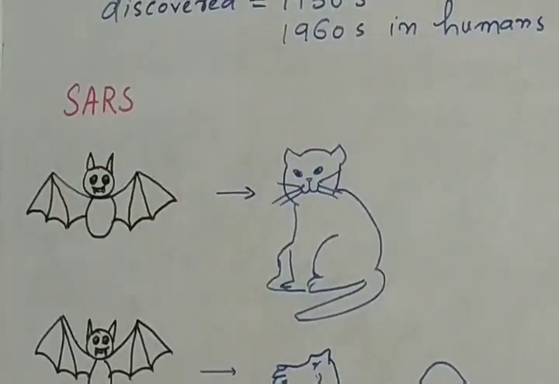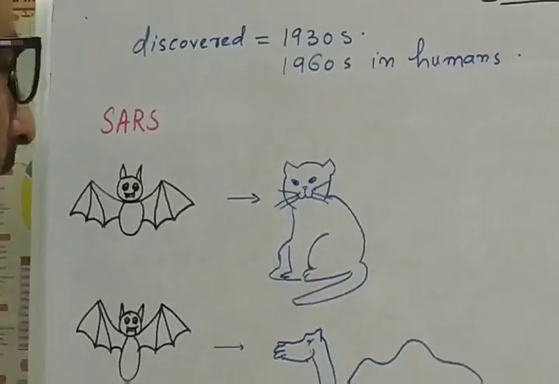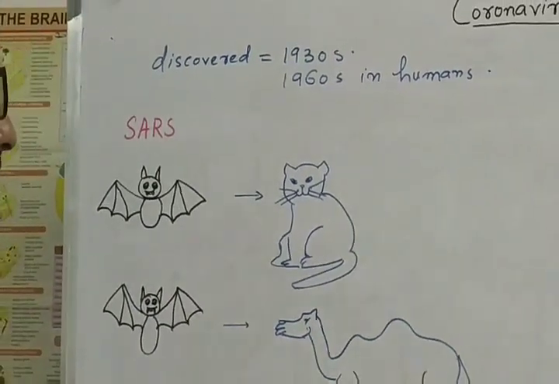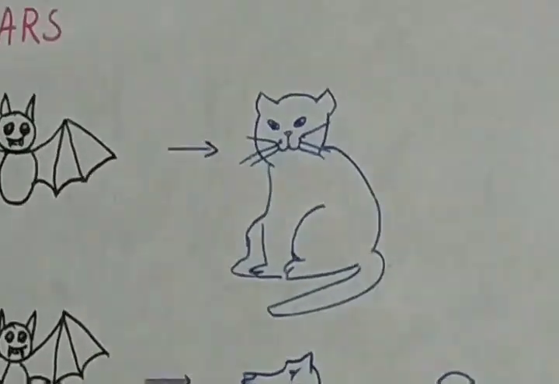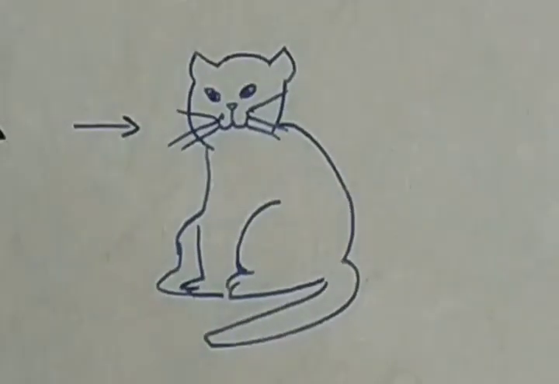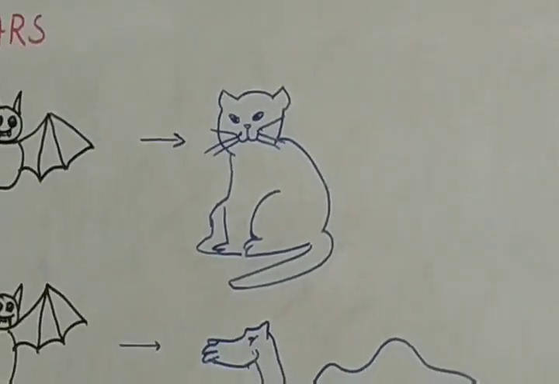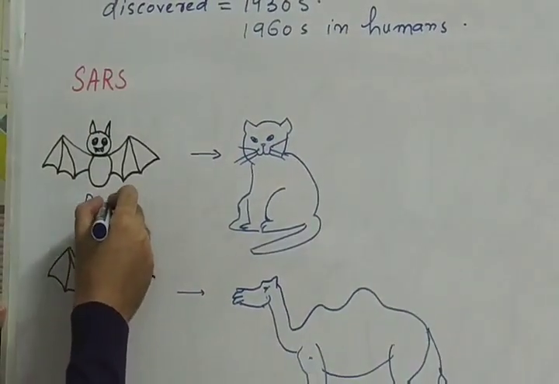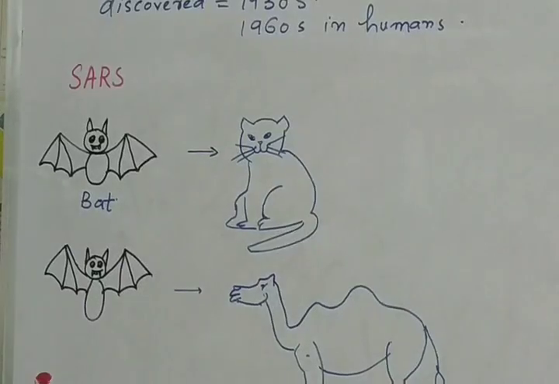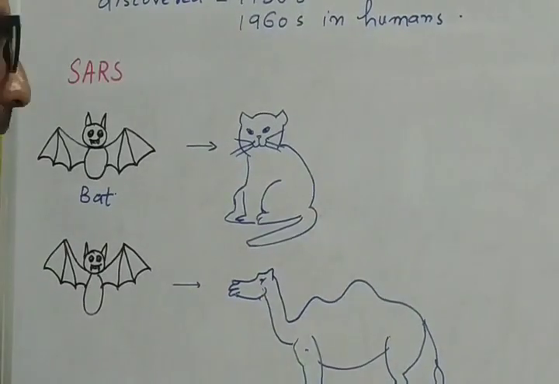This SARS virus was first found in the bat. Later, it mutated in such a way that it infected another host. I will write it here. First, it was found in the bat. Later on, it mutated in such a way that it infects the other host. Which was the other host?